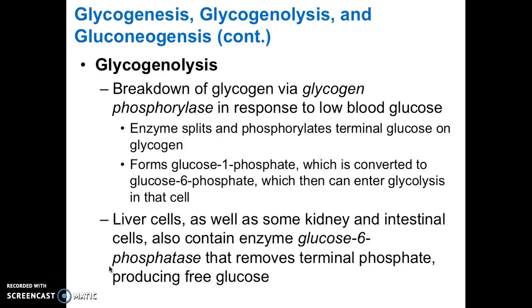Glycogenolysis is the breakdown of glycogen via glycogen phosphorylase into glucose in response to low blood sugar. So this is taking the storage form glycogen and reversing it into glucose for cell use. The enzyme splits and phosphorylates the terminal glucose in glycogen. It forms glucose 1-phosphate, which is converted to glucose 6-phosphate, which then can enter glycolysis in the cell. Liver cells, as well as some kidney and intestinal cells, also contain the enzyme glucose 6-phosphatase that removes the terminal phosphate, producing free glucose.